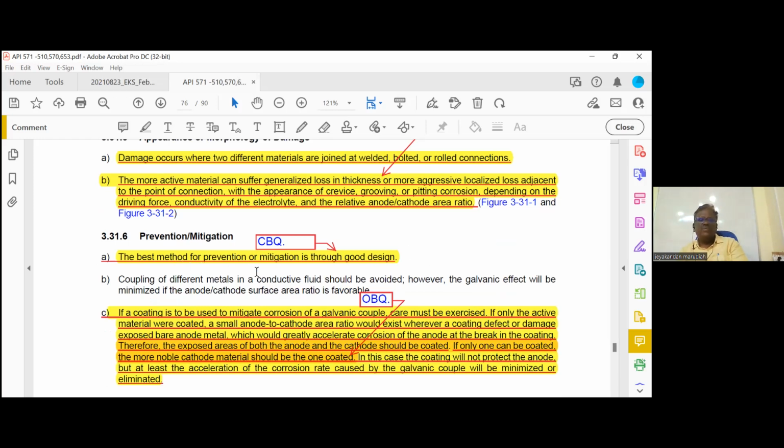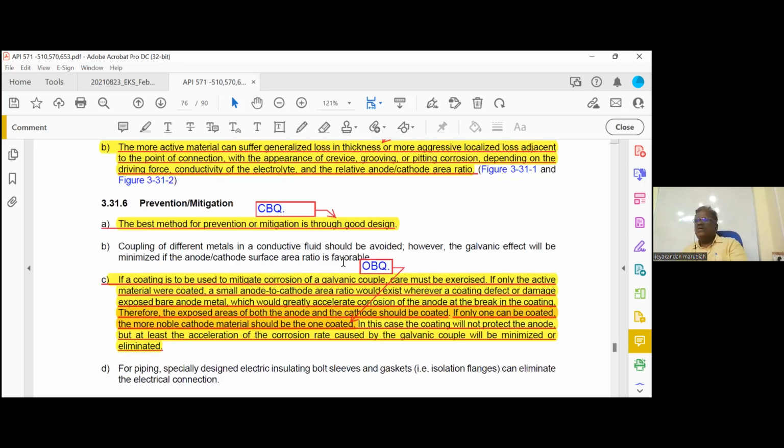The best method for preventing this is good design. We should not allow contact between dissimilar materials. That is a closed book question. Now, which one do you have to coat? Suppose you want to go for coating, we have to coat the one you want to protect.